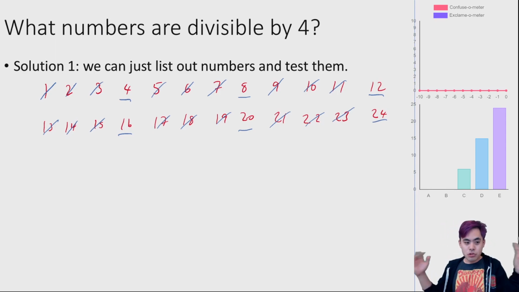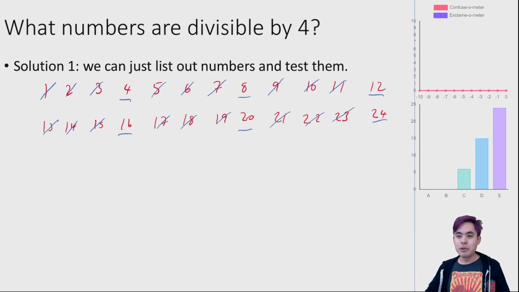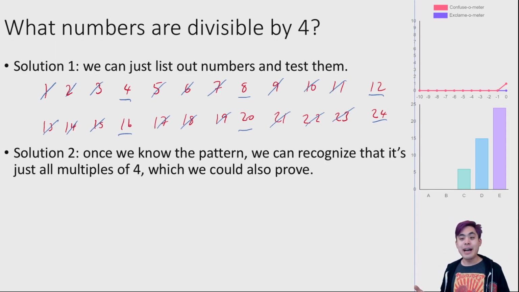So, you notice a pattern, right? So all the multiples of 4. Exactly. So all the multiples of 4 are divisible by 4. So solution 2, once we know the pattern, we can recognize that's just all multiples of 4, which we can also prove.